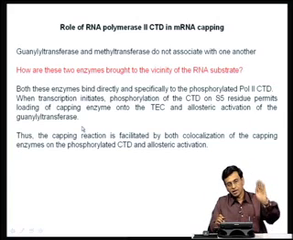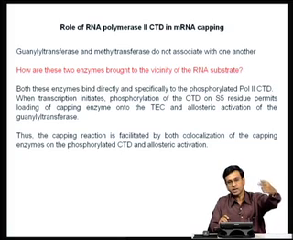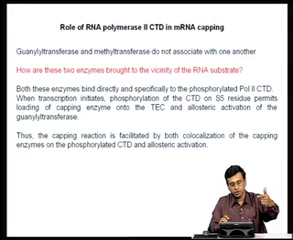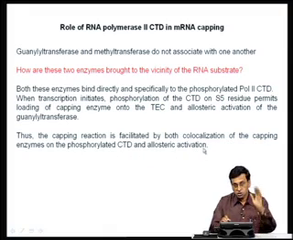So, you can see the phosphorylation of a serine 5 residue not only serves as a signal for transcription elongation, the serine 5 residue also serves as a signal for the recruitment of the capping enzyme and also allosteric activation of the guanyl transferase activity of the capping enzyme. So, the capping reaction is facilitated both by co-localization of the capping enzymes on the phosphorylated CTD as well as allosteric activation. So, this is what is important.